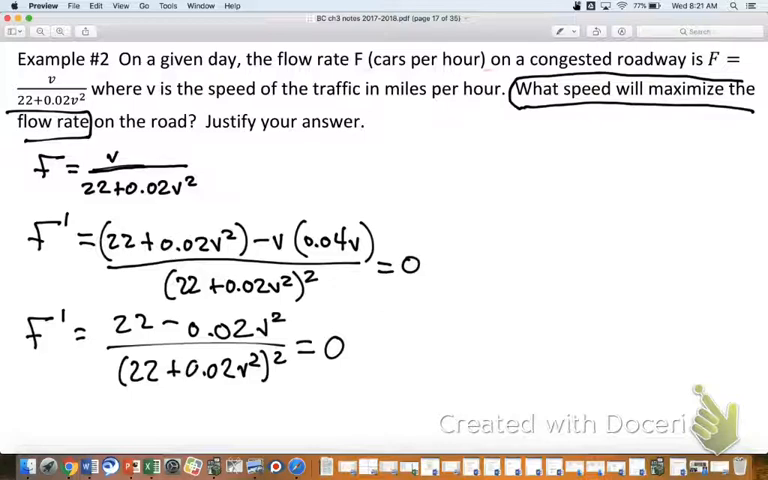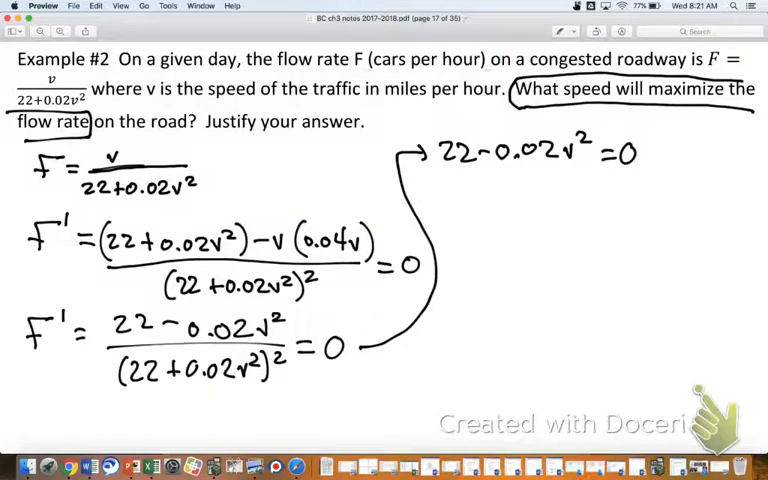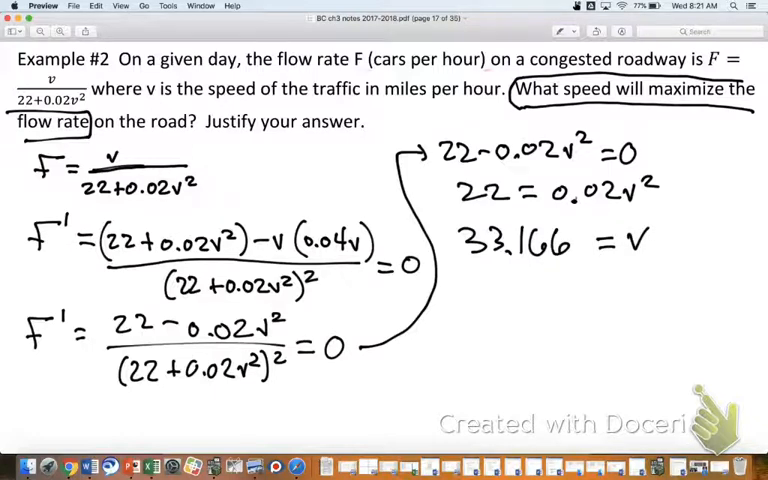Here's where you could really twist yourself up, but ask yourself the question: what part of a fraction is the only part that could make the whole fraction have a value of 0? Only the numerator, only the top. And so what I'm going to do is take this and set the numerator equal to 0 and solve. So 22 equals 0.02 V squared. Divide both sides by 0.02. Square root both sides. 33.166. Okay, so 33.166 equals V. That sounds reasonable.